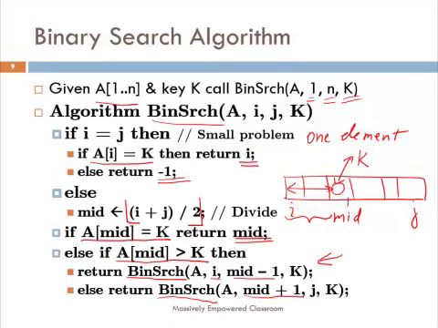In the second case, A[mid] is less than k. That means the key k will be present in the second half of the array. So we go from mid + 1 to j. Right? We have already compared the value at mid, so we can ignore mid. We either go from i to mid - 1 or mid + 1 to j. So those are the two sub-problems.